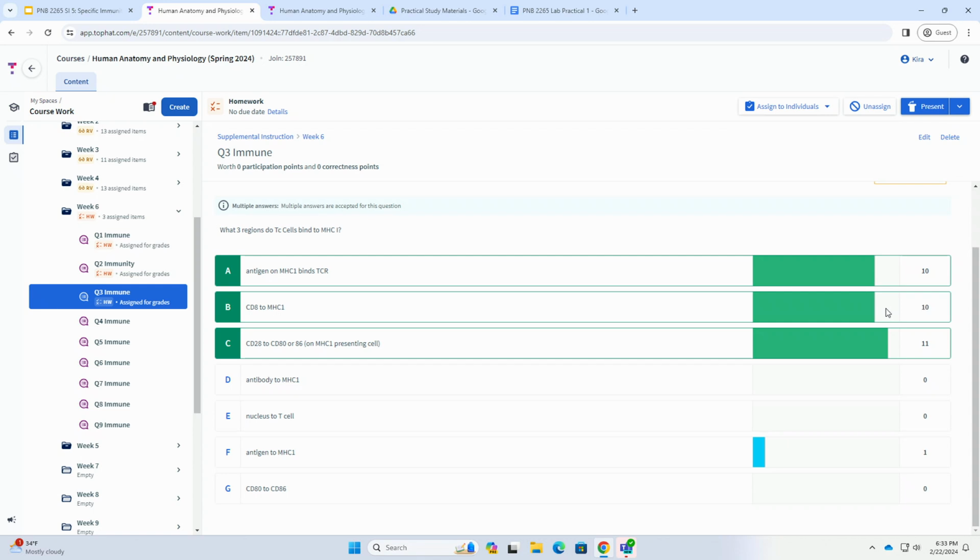So the three sites are in the cytotoxic T cell, CD8 to MHC1, CD28 to CD80 on the antigen presenting cell, and then the antigen to the receptor. I saw some people picking antigen to MHC1. So there is an antigen in MHC1 because MHC1 is presenting that antigen to the outside of the cell, but that antigen binding to the MHC isn't helping the T cell bind. It's kind of just there. So it's not a binding site between the T cell and the antigen presenting cell.